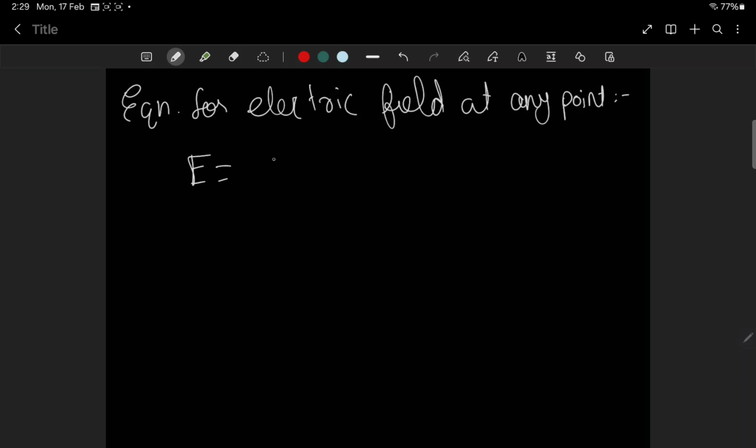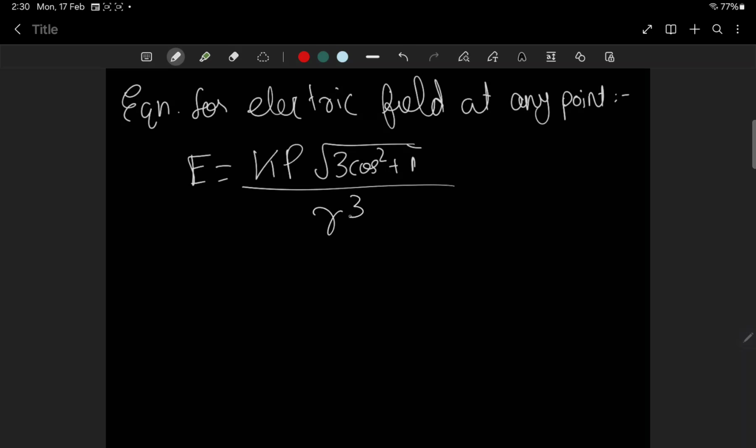E is equal to KP root of 3 cos square theta plus 1, by R cube. This is for a short dipole. Only for a short dipole do they usually ask it. Long dipole is difficult. So for a short dipole, this is the formula. Please learn this and keep it.